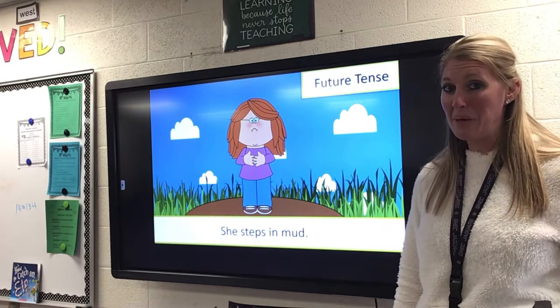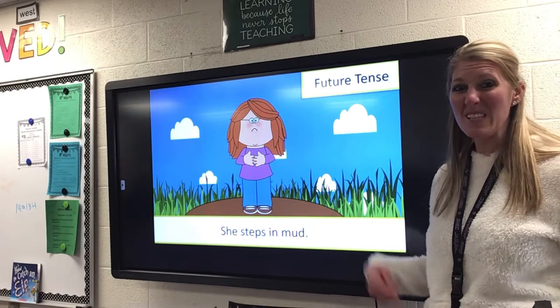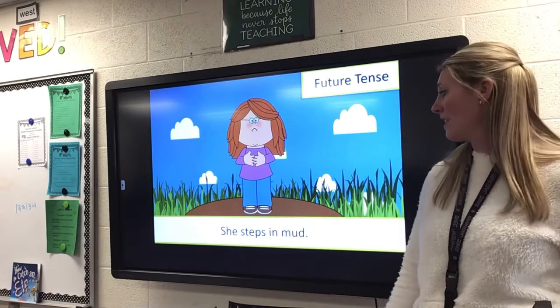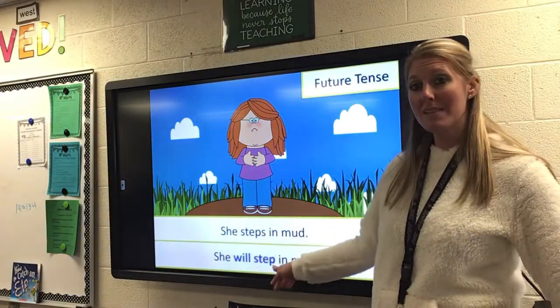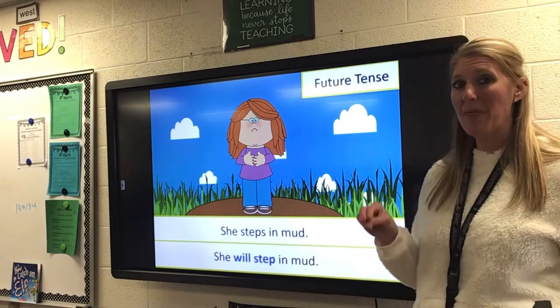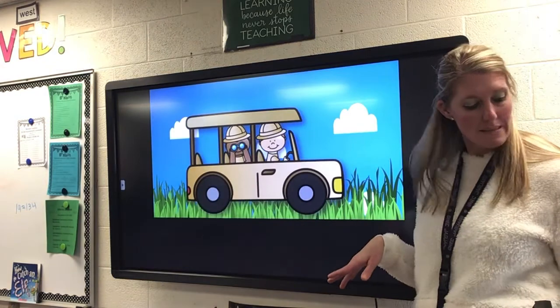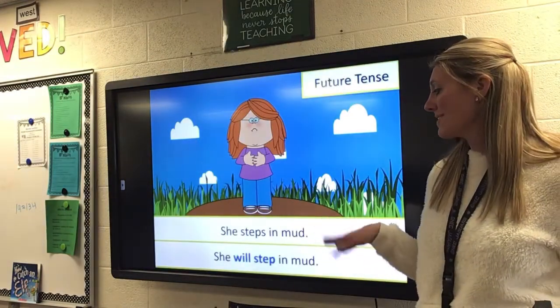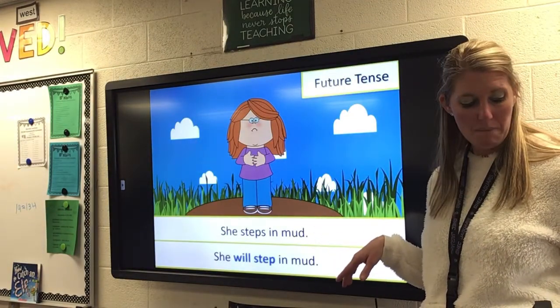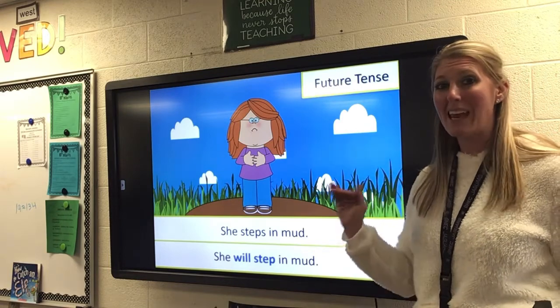She steps in the mud. How do I make that so that's going to happen in the future? She will step in the mud. So I have to add that word will. And I don't want to leave the S on steps because it wouldn't make sense to say she will steps in the mud. That wouldn't make sense. So make sure you read it and it makes sense.